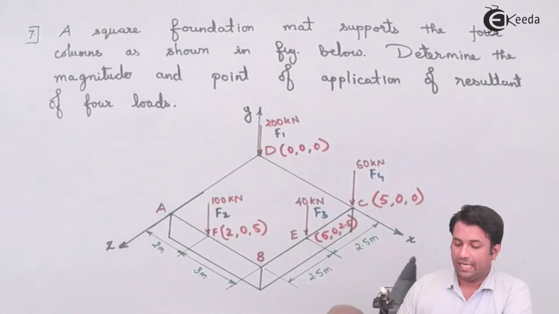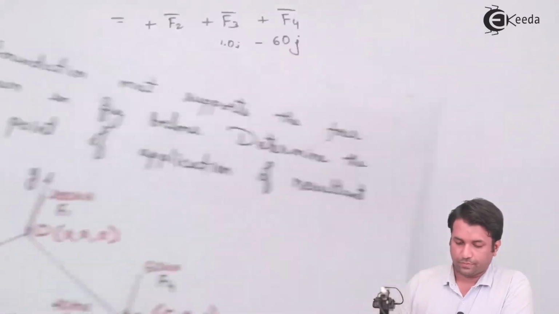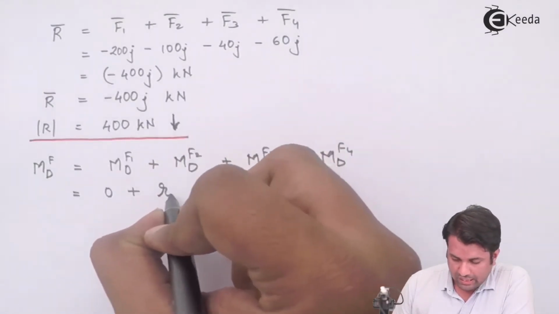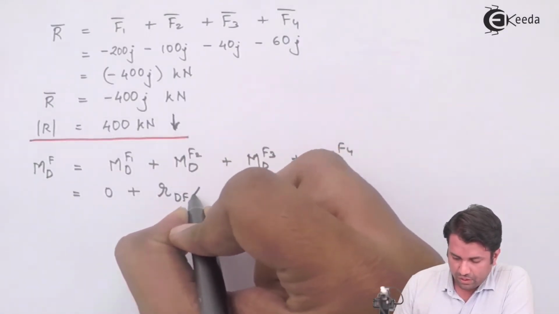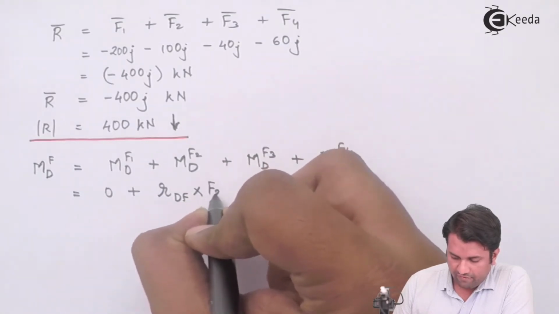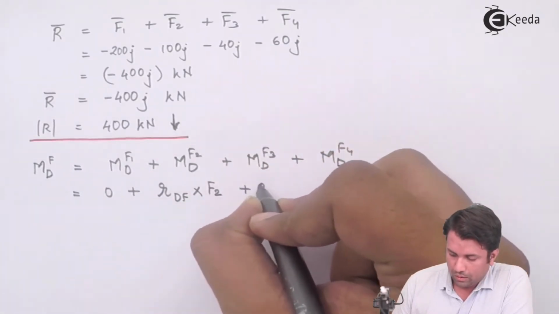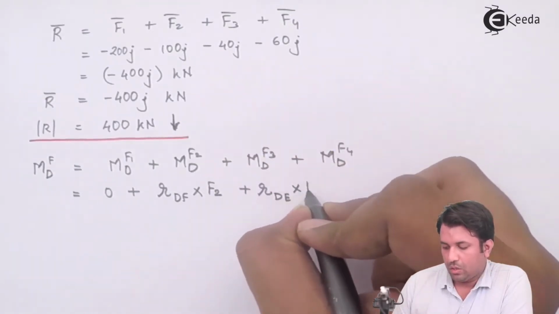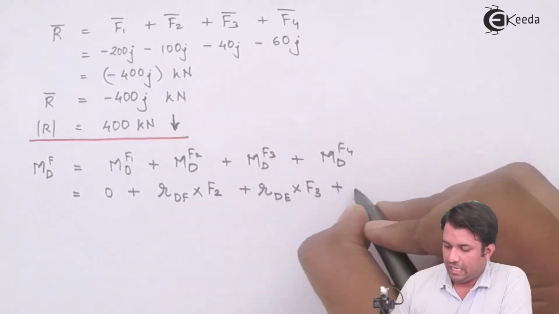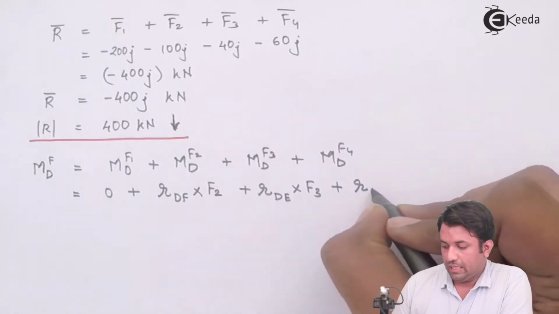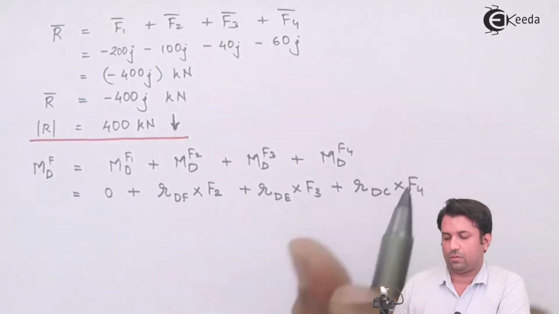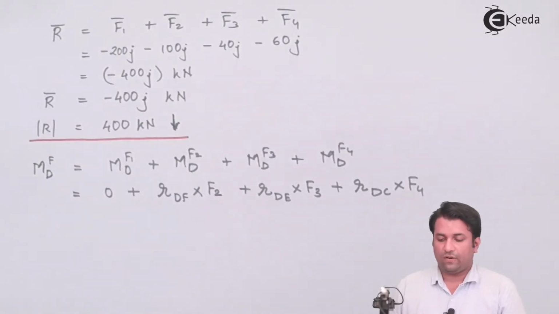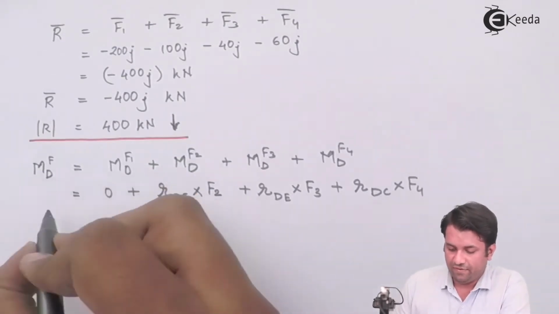All I need to do is take the position vector. So the position vector dF cross F2, position vector dE cross F3, and position vector dC cross F4. In this way, we need to find the cross products of the three forces that we have.